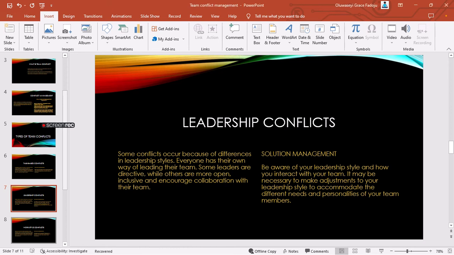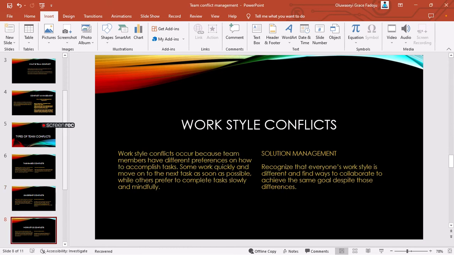Another type of conflict we have here is the work style conflict. Work style conflict occurs because team members have different preferences on how to accomplish their tasks. Some work quickly and move on to the next task as soon as possible, while others prefer to complete tasks thoroughly. This kind of conflict in a team is based on the fact that we have different perspectives and different ways of doing our work. Mr. A can do this work in a day and move on to the next one the day after, while Mr. B can be on this work for like a week before going further.